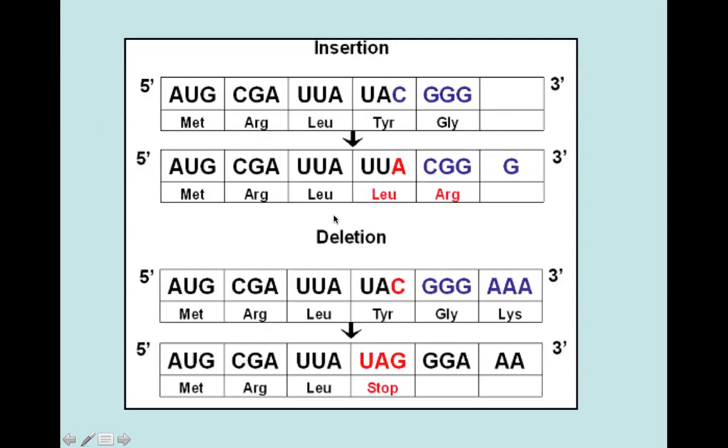All right, so here's an example of a frame shift. Here's our normal sequence. I put in an insertion. I added an extra U. That's going to change this amino acid from tyrosine to leucine, because instead of UAC, because I have that extra U, it's going to be UUA. And then that's going to change this one from glycine to arginine, and so on all the way down.